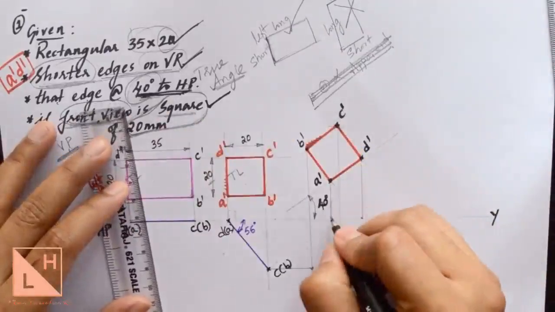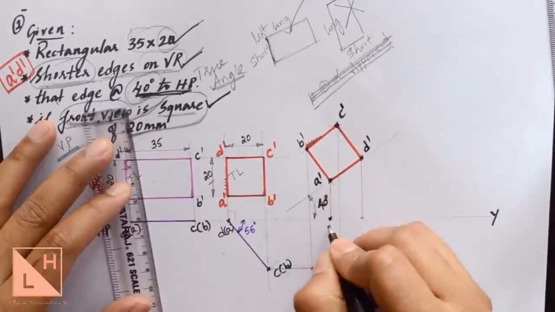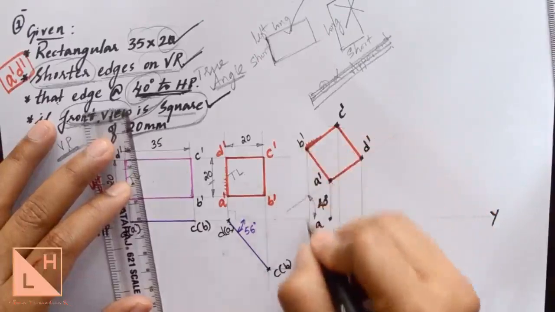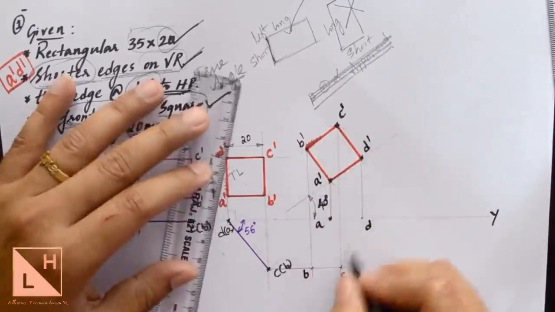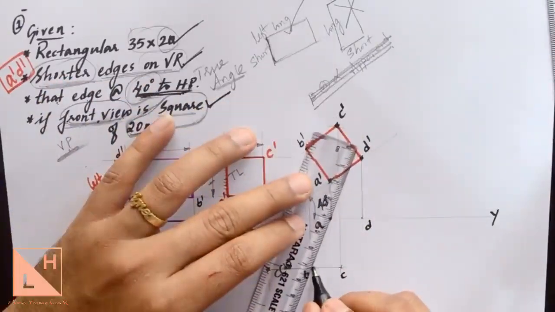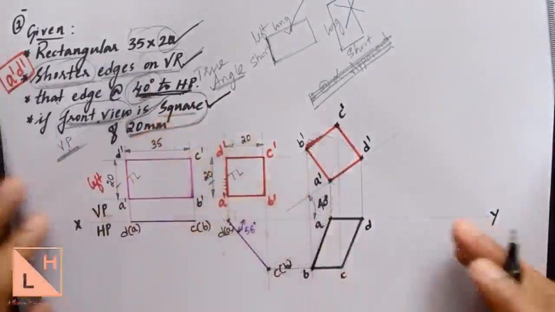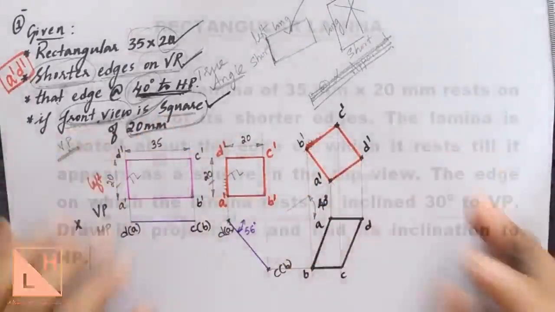So these 4 points, below A dash you will have point A, below B dash you will have B. Join these with the dark lines and that will complete your solution. That will be the solution for this problem.